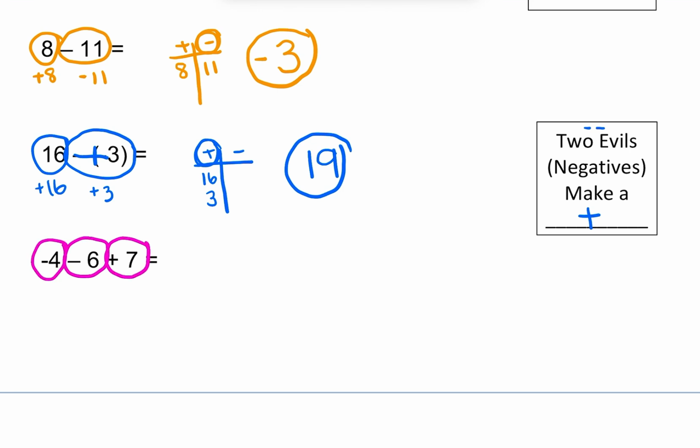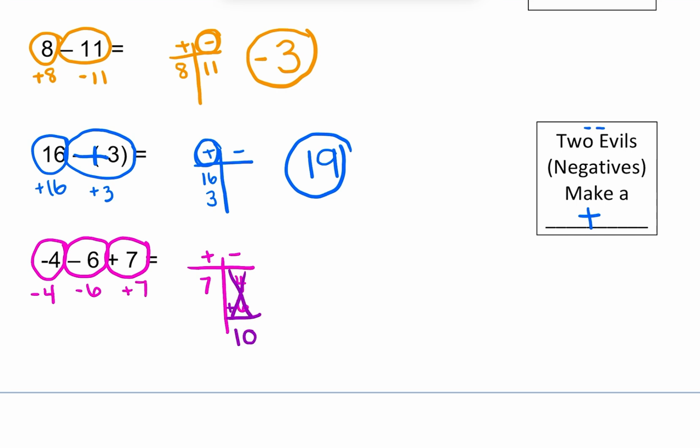Last one. Okay, we have 3 numbers, but that is A-okay. So I'm going to circle and rewrite -4, -6, +7, and table. All right, I have a -4, a -6, and a +7. Okay, so follow with me here. We are going to put the 4 and the 6 together first because they're on the same side. And what does our song say about same sides? Same sides you add. So we are going to add this first. 4 plus 6 is 10.